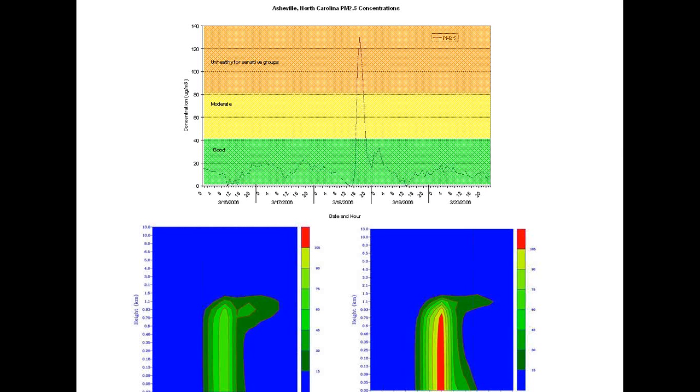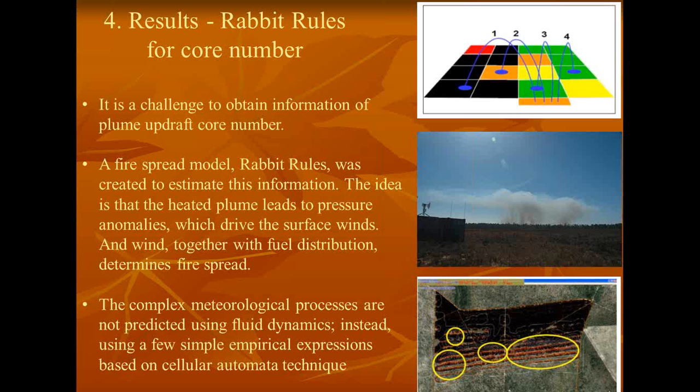So we see the difference using different numbers of cores, but the problem is that this property is normally not measured. We can use a camera to take a picture, but number one, the core number changes with time. Number two, for past or historical burn cases, we don't have a photograph. So to solve this problem, we developed a model called Raptor Rules to estimate the core number.